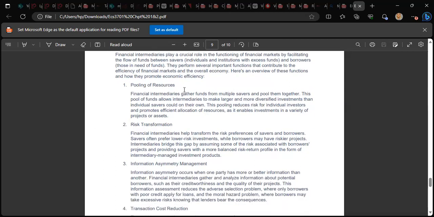Pooling of resources together. Think about Old Mutual here. Financial intermediaries gather funds from multiple savers and pool them together. So here they are basically getting money from a lot of people, even banks. Banks basically have access to money from a lot of savers. So this is what we talk about as pooling resources.